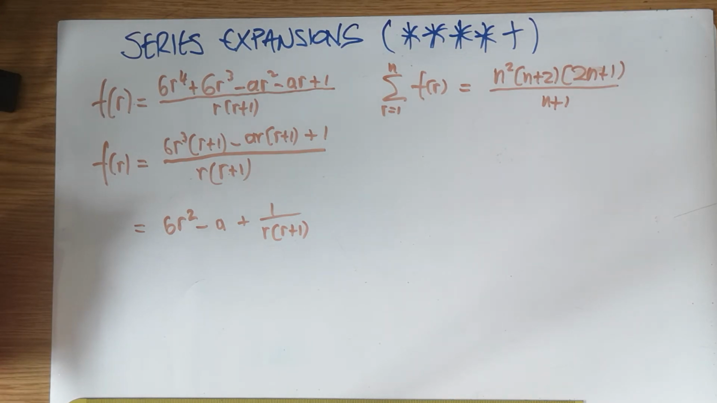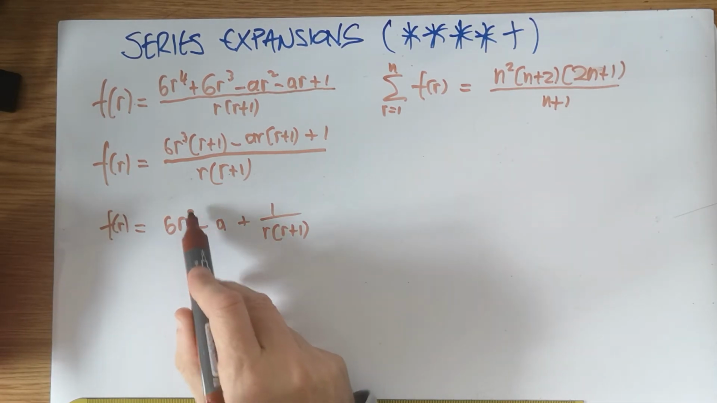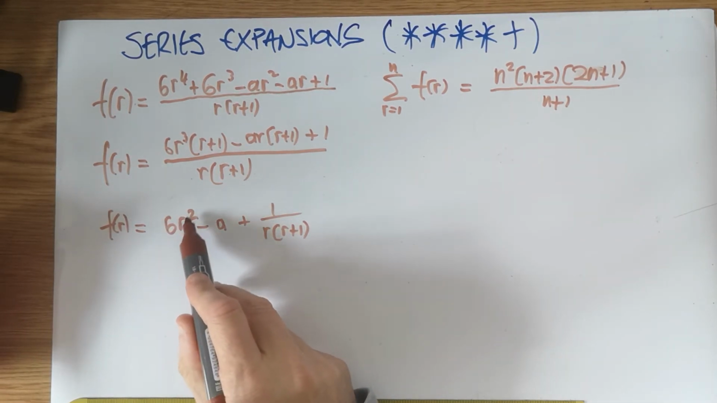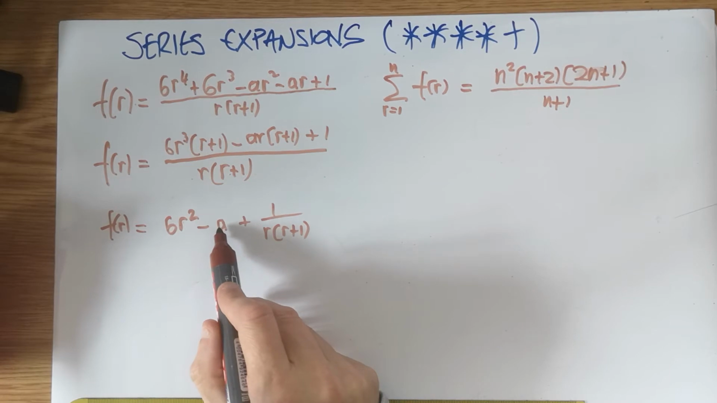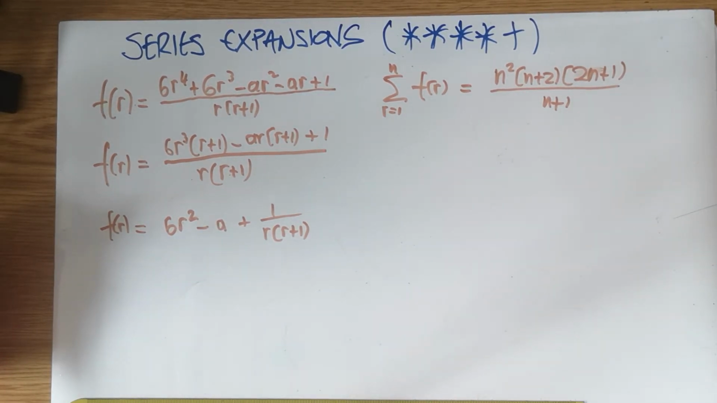And if I sum this f of r, I have a standard result for that. That's the sum of squares. Standard result for that. That's the sum of ones, basically. And a, what I will sum up to, I'm going to write in a minute.